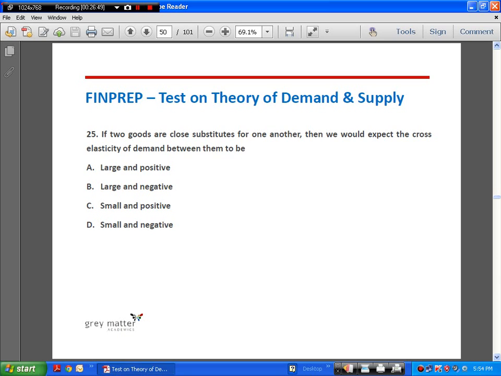The 25th question. If two goods are close substitutes for one another, then we should expect the cross elasticity of demand between them to be A. Large and positive, B. Large and negative, C. Small and positive, D. Small and negative. When they are close substitutes, we'll notice that the price of one good influences the quantity demanded of another good in an inverse manner. So when price of one good increases, the quantity demanded of that particular good would fall, and consumers will start to switch over to the other substitutes which are available in the market. Therefore, the right answer is A. Large and positive.